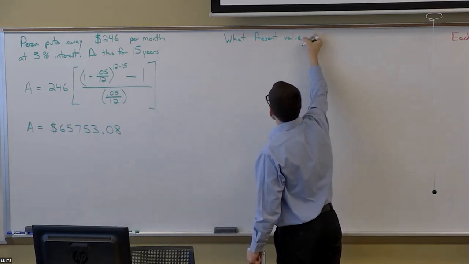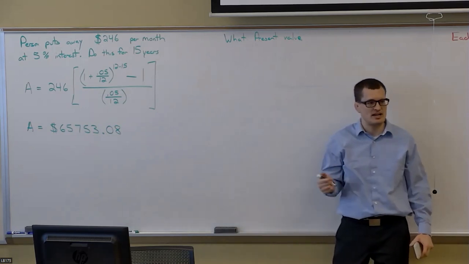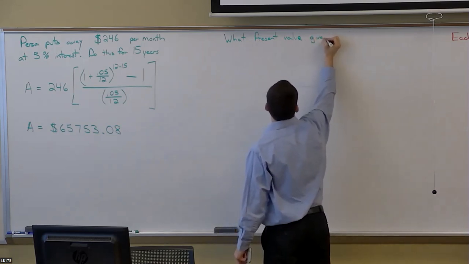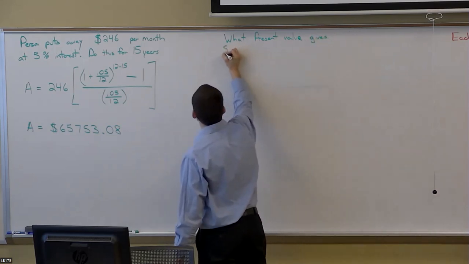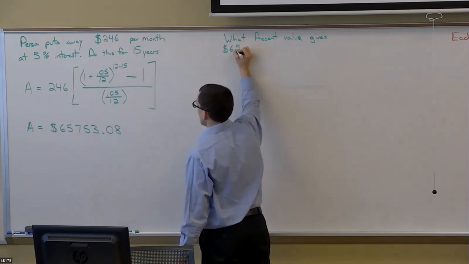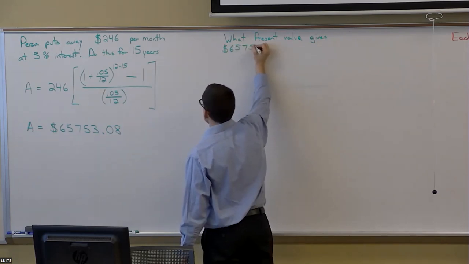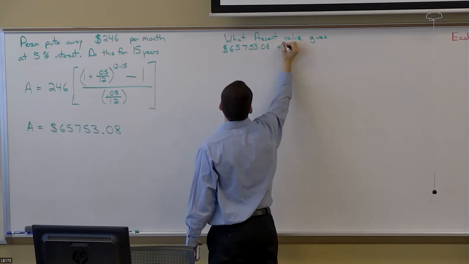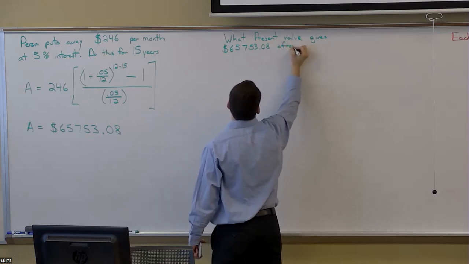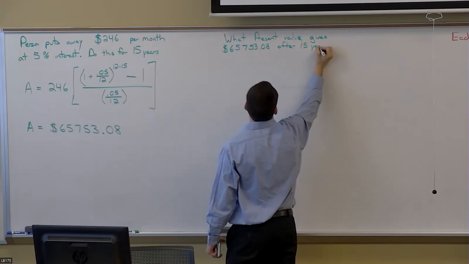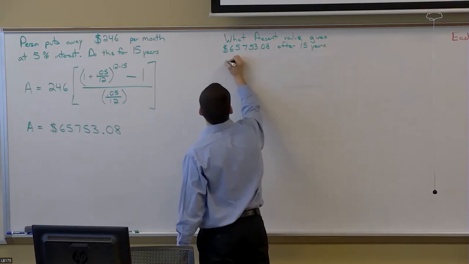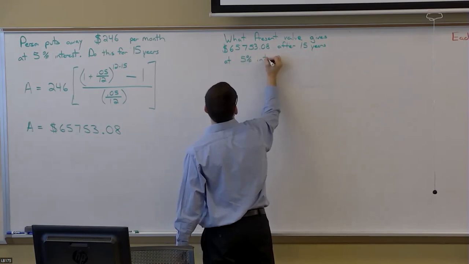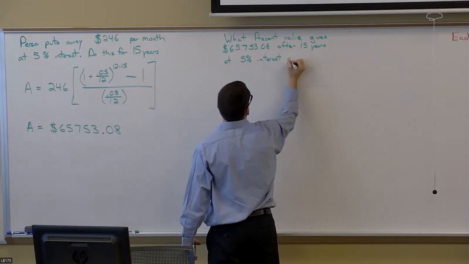And so the next question says, what present value gives $65,753.08 after 15 years at 5% interest compounded monthly.